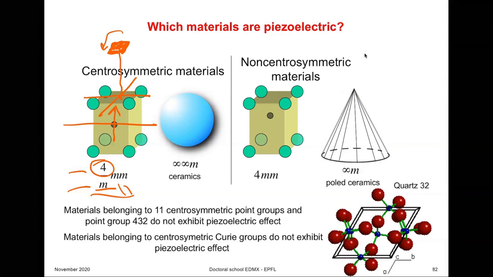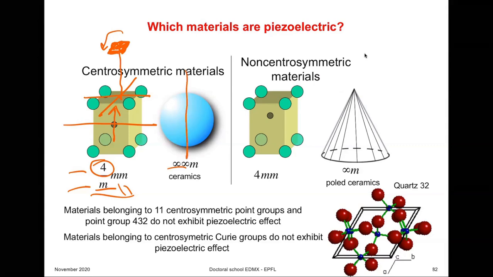Unless we polarize it, which we will discuss next. So, what is the symmetry of ceramic? Well, it has an infinite rotational axis. So this is one of the Curie groups.